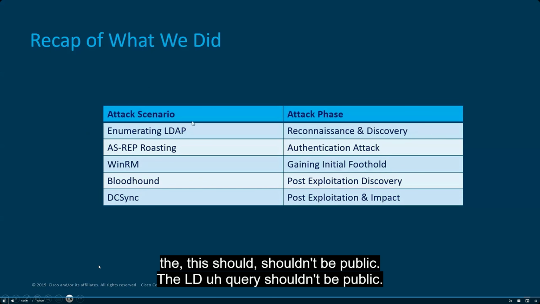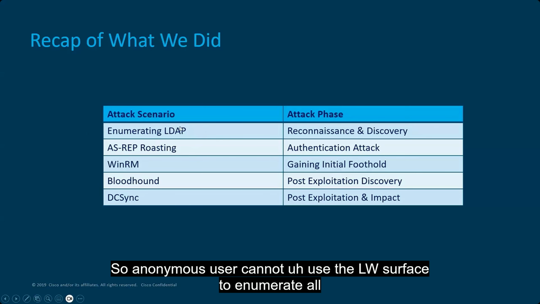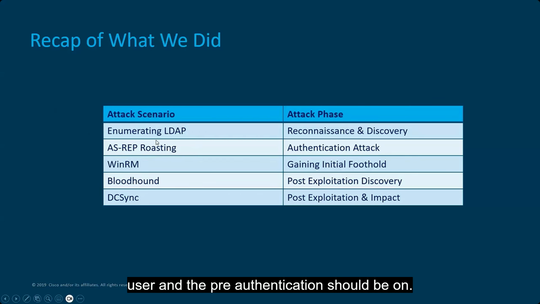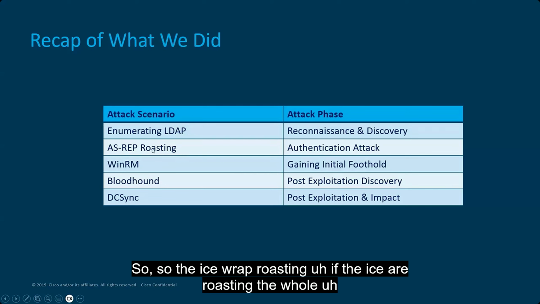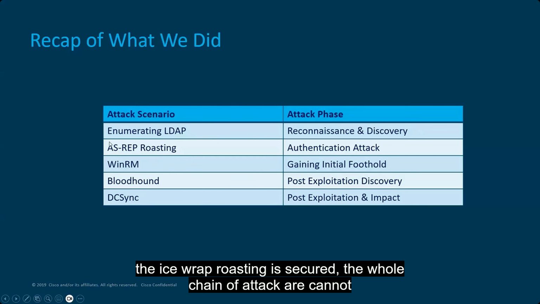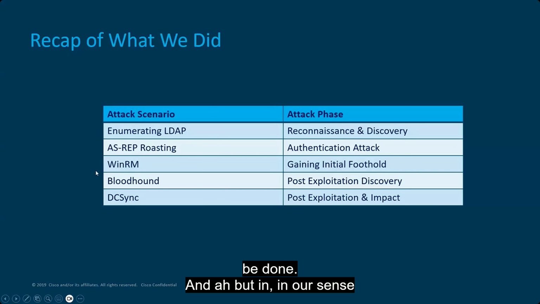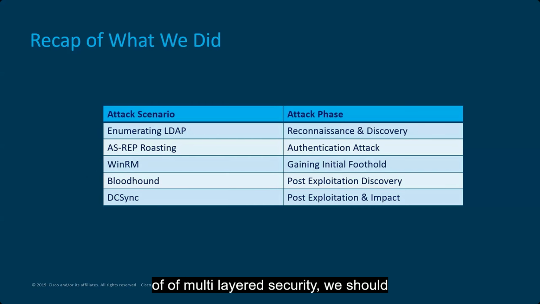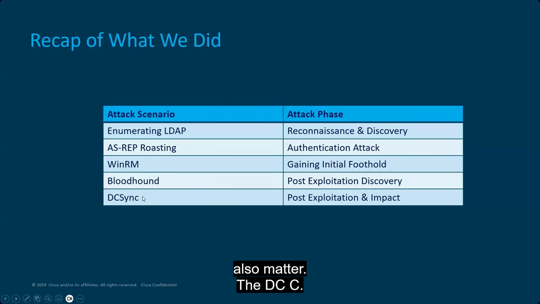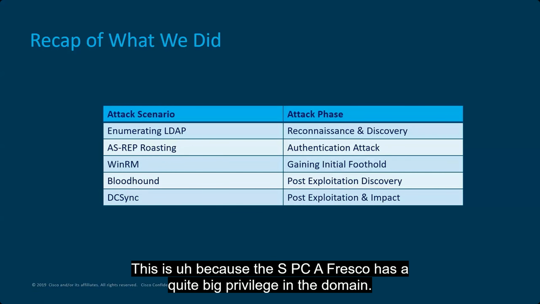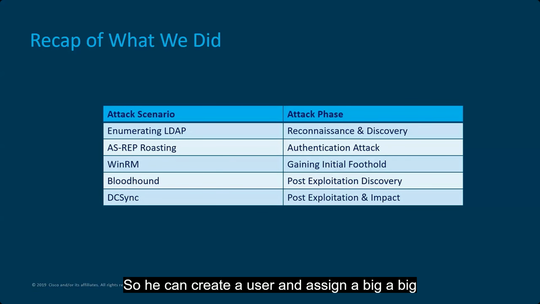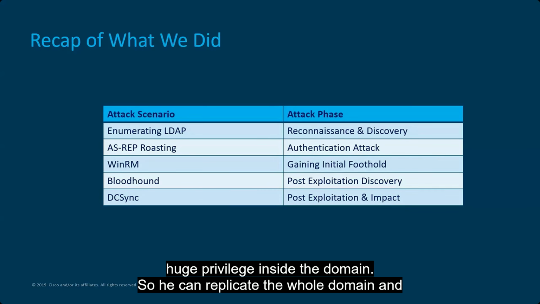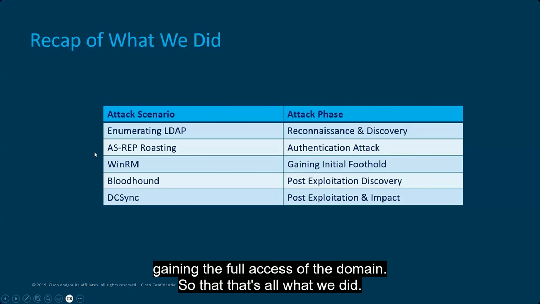The LDAP query shouldn't be public. So an anonymous user cannot use the LDAP service to enumerate all users, and pre-authentication should be on. If the ASREP roasting is secured, the whole chain of attack cannot be done. And in our sense of multi-layered security, we should also mitigate the DCSync. This is because the svc-alfresco account has quite a big privilege in the domain, so it can create a user and assign a huge privilege inside the domain, so it can replicate the whole domain and gain full access to the domain. So that's all what we did.